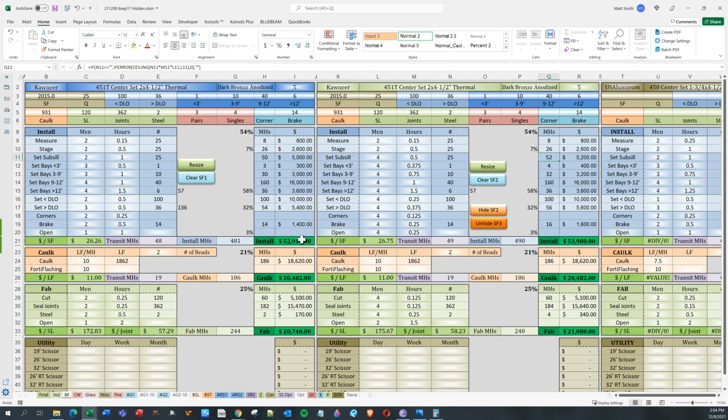right? So let's see what this is percentage-wise. We have 490 compared to 481. Let's do a quick little... So we have a 1.87% difference. Not very much. Right?